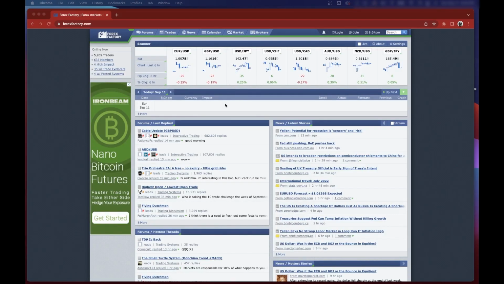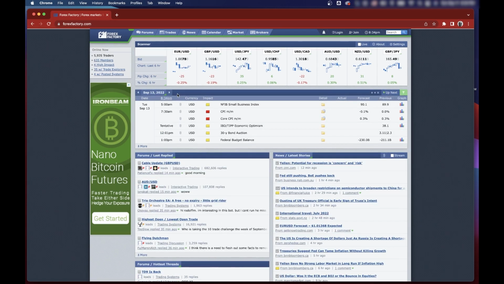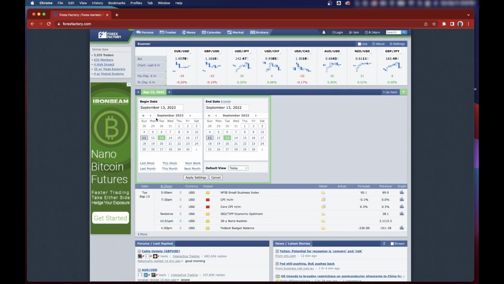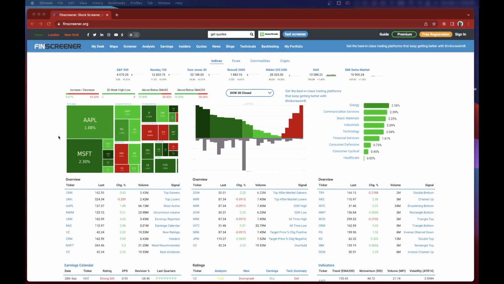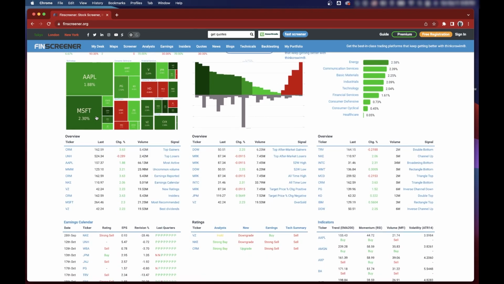Once I have that in place, then I'll look at the intraday fundamentals. You'll see me looking at Forex Factory, Bloomberg, FinScreener to understand if there's any fresh news that will cause volatility.